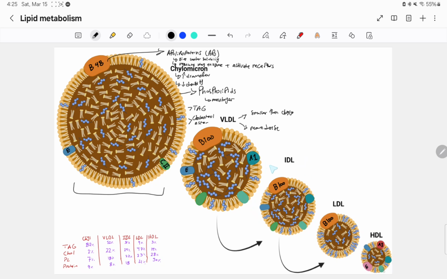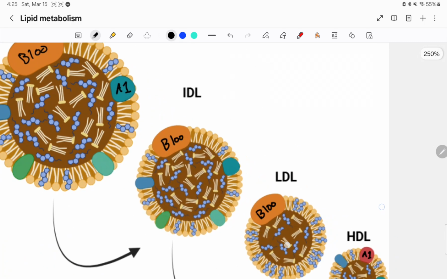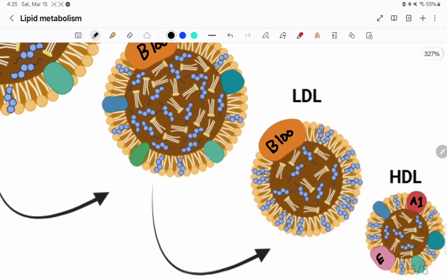I'm not going to go through the rest of this because, look at it: the IDL is smaller than the chylomicron, more dense. LDL, smaller than the chylomicron, but more dense. The densest and the smallest of all of them is this molecule here, HDL. HDL has the highest density, and it also has the smallest size.